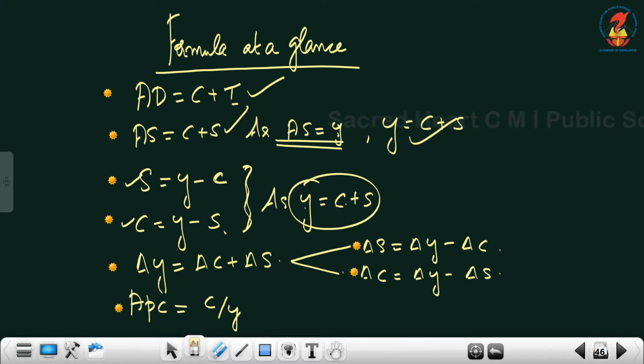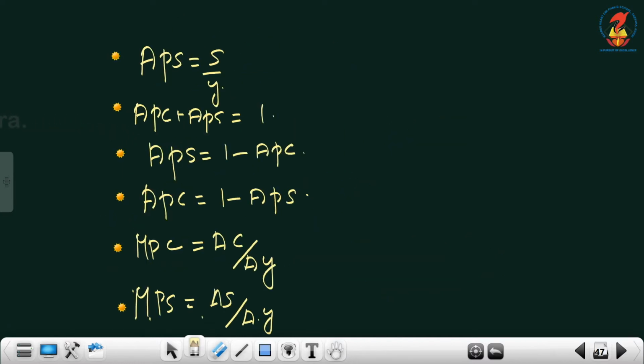Likewise, as Y is equal to C plus S, delta Y is equal to delta C plus delta S. Like how you have framed out here, we can frame out here also. Delta S is equal to delta Y minus delta C, and delta C is equal to delta Y minus delta S. Next formula that you have learned is APS is equal to S by Y.